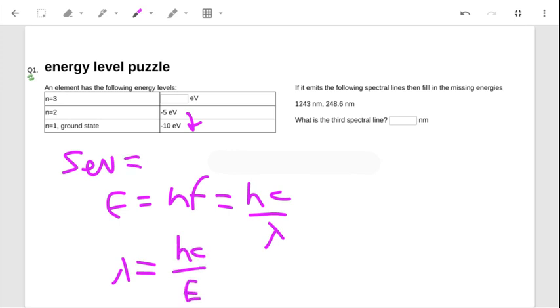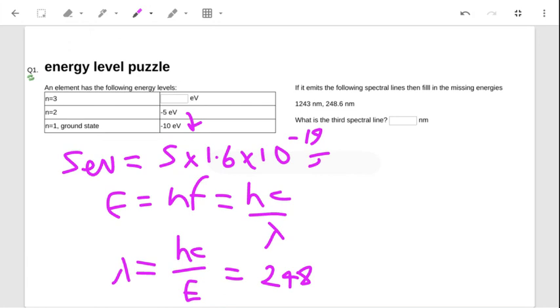And we can convert the 5 electron volts into joules, because the equation here, this energy needs to be in joules. So 5 electron volts is 5 times 1.6 times 10 to the minus 19 joules. So from that equation, if I shove that information in, I get 2.48 times 10 to the minus 7 meters, which is this wavelength. So we've definitely got that first wavelength accounted for.